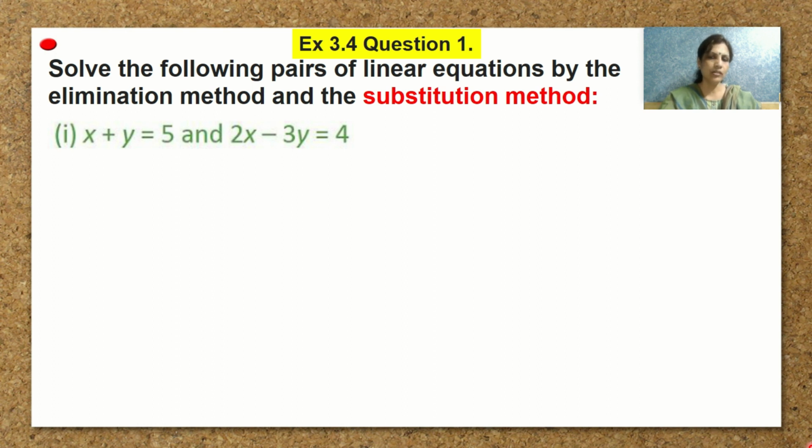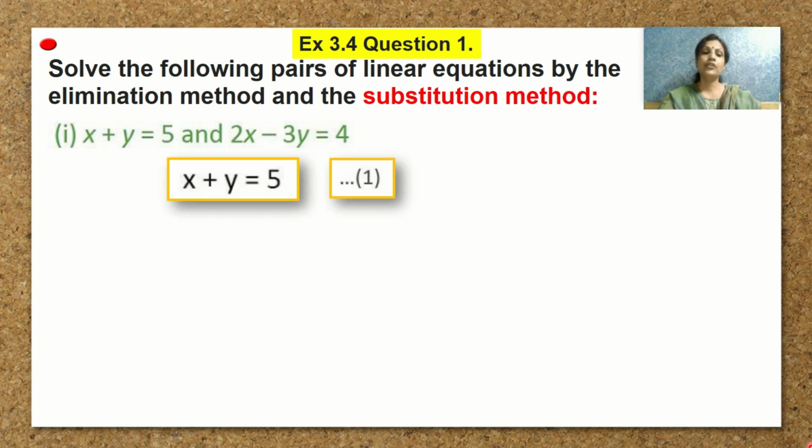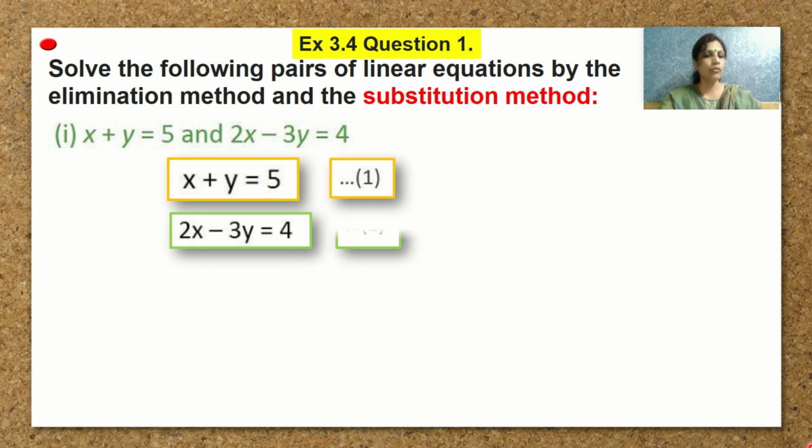The question says solve the following pairs of linear equations by the elimination method and the substitution method. But because we have already learned about substitution method, all the sums we will solve only by elimination method. Okay, so let's understand how to solve the sums by elimination method. So first sum is x plus y is equal to 5 and 2x minus 3y is equal to 4. Like how we did for every method, let's write down x plus y is equal to 5 as equation 1 and 2x minus 3y is equal to 4 as equation 2.